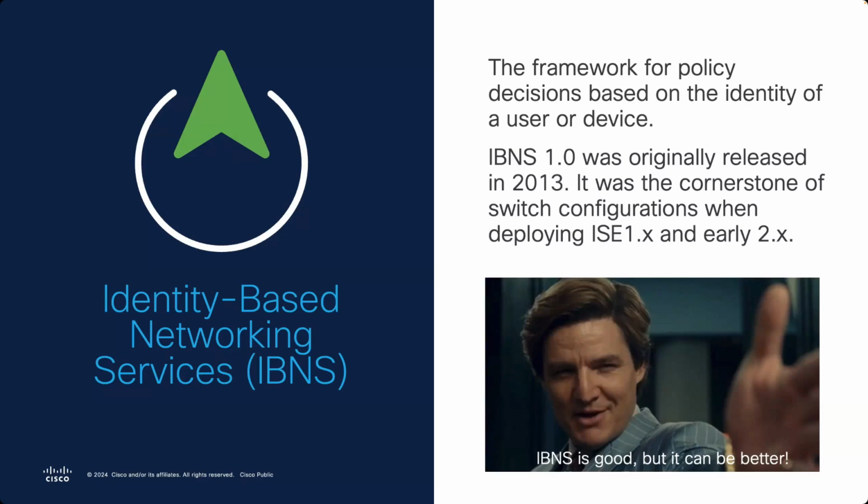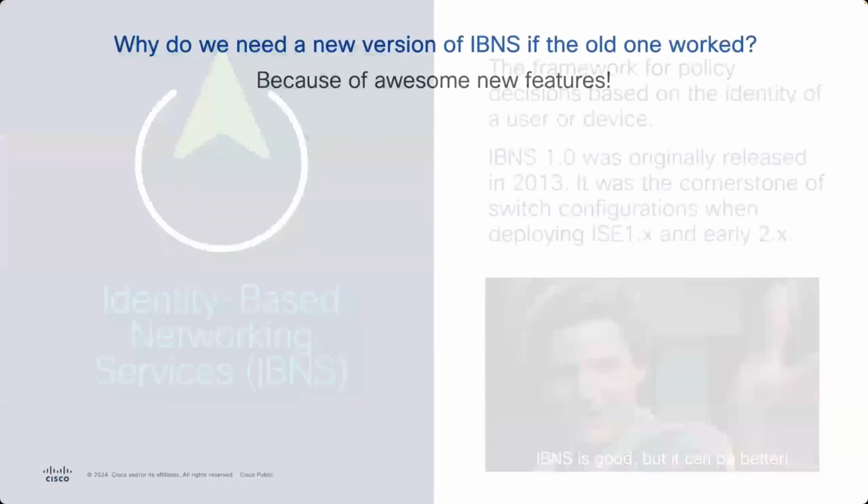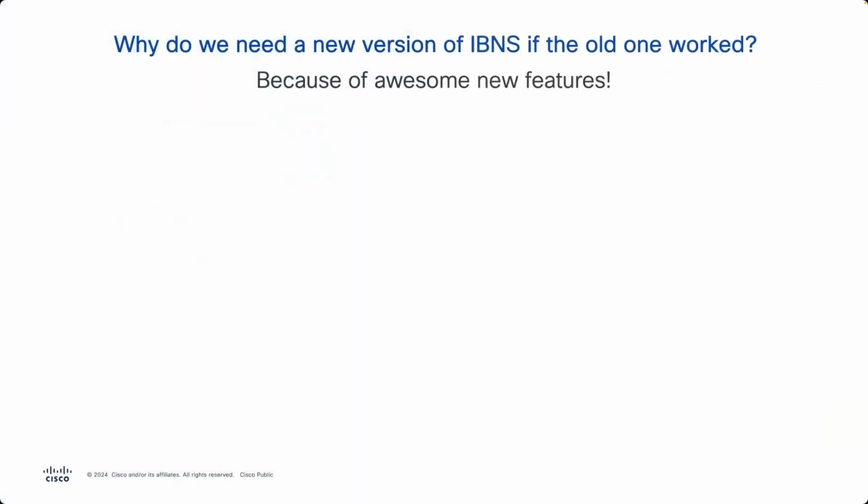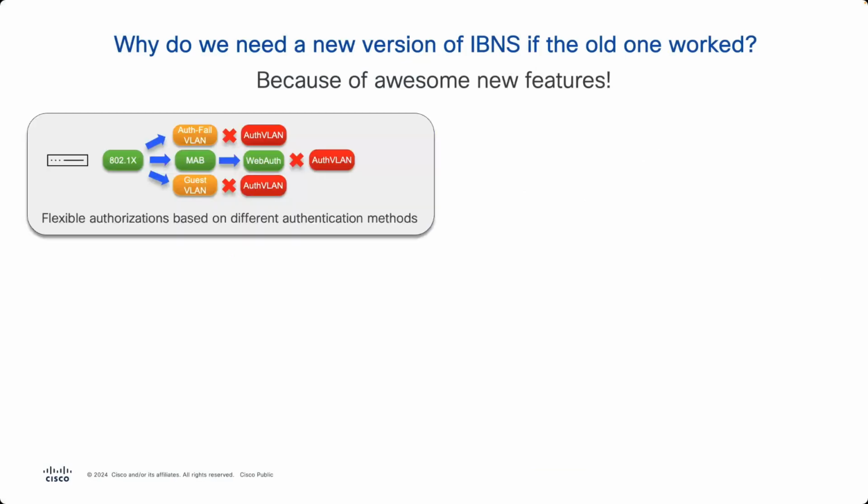We needed some improvements. So why do we have a new version of IBNS? Awesome new features. Flexible authorization is based on different authentication methods. So if we have a failed authentication, we can authorize that, put them into a different VLAN. We can do some WebAuth based on MAB. It's a modular environment. And we can have it all based on how we configure our policies on the switch itself.